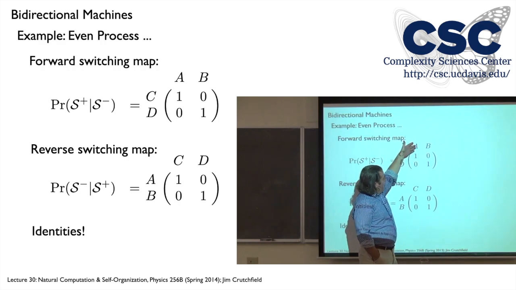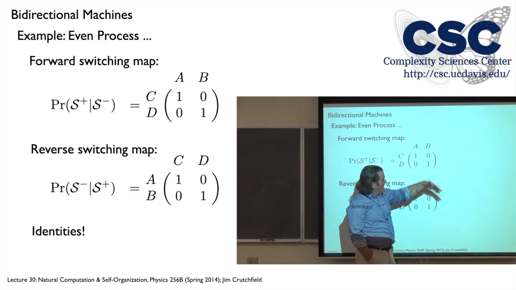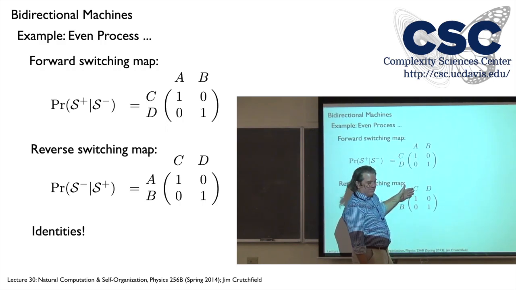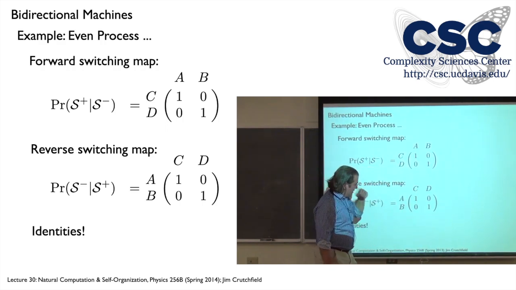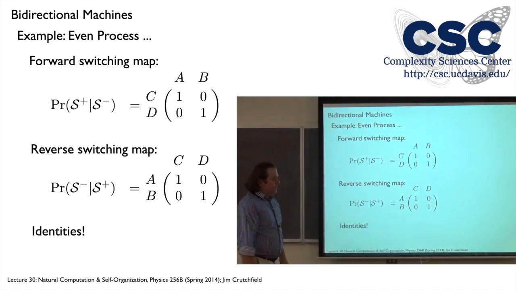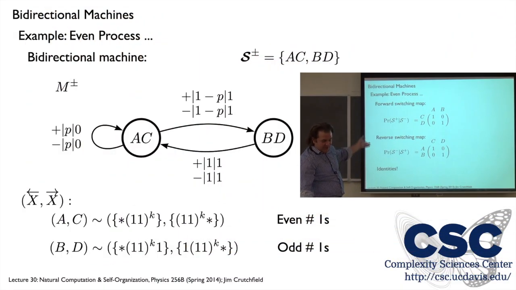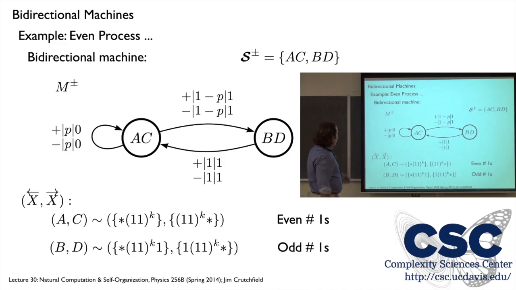I know if I'm generating the forward process, and I land in state A, then if I look down and ask about the reverse process, you would be in state C. So they're just identities. There's not a whole lot of non-trivial interaction between the forward and reverse machines. They're essentially the same. And then we can calculate the joint switching map, or use these two switching maps to put together the bidirectional machine.